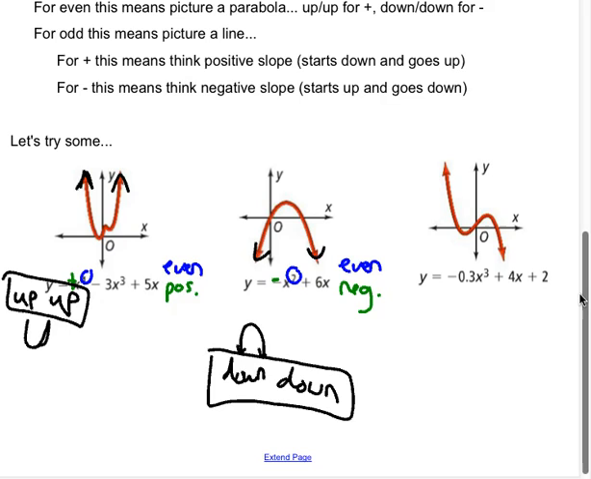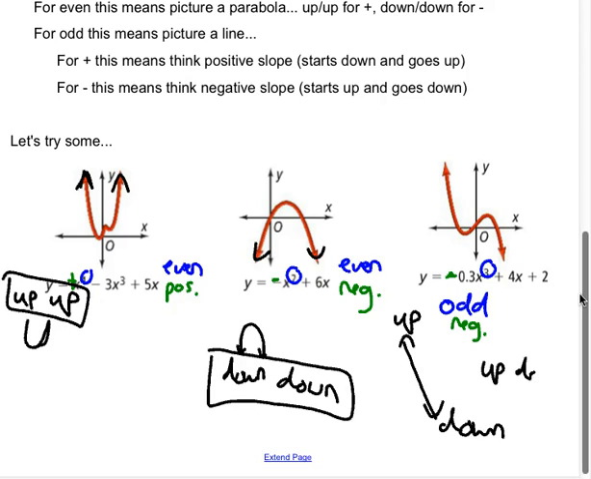This next one is odd. So odd means we need to think about a line. And that negative means we need to think of a line that has a negative slope. So a line that's going like that, a line that is starting up and ending down. Okay, so this one would have behavior up, down.